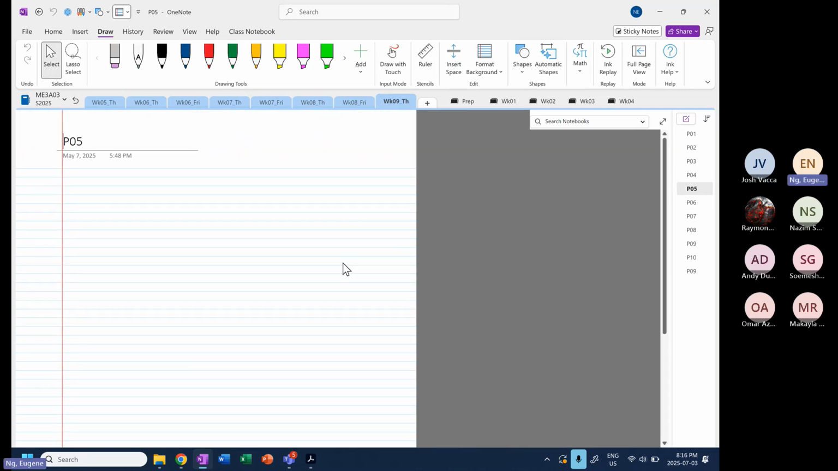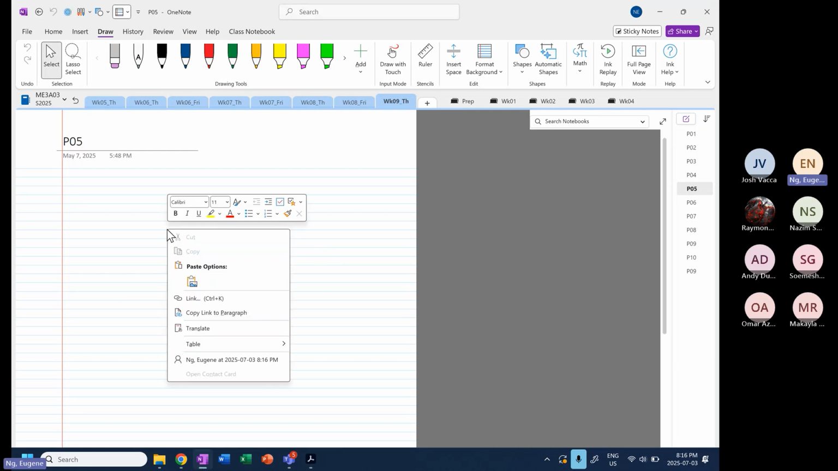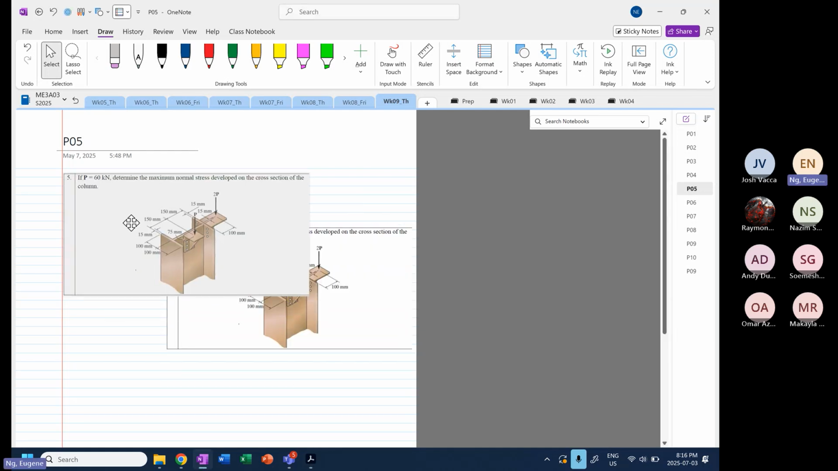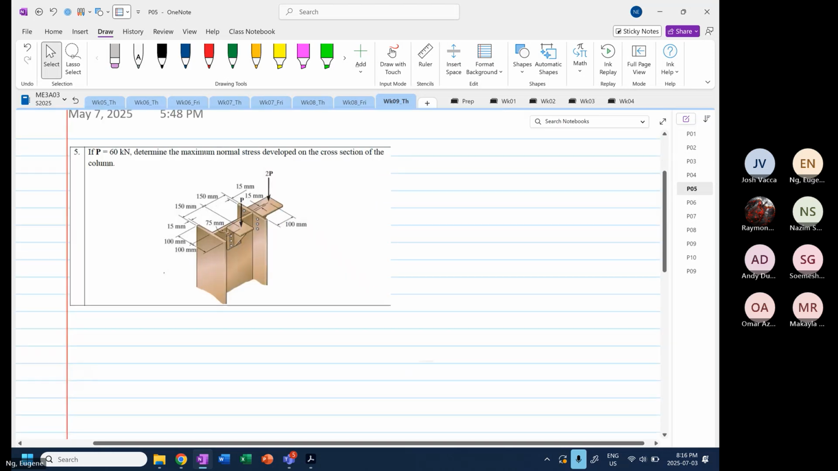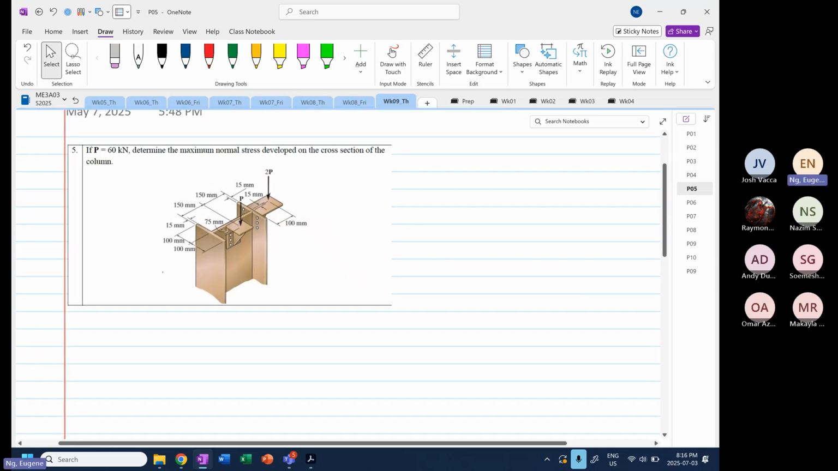Okay, I want to do homework. This question, I think it's not tricky, but it's the first time that you all need to do analysis. As I say, it's not tricky, but it's the first time you are required to do analysis. So this question is: determine the maximum normal stresses developed on the cross section.